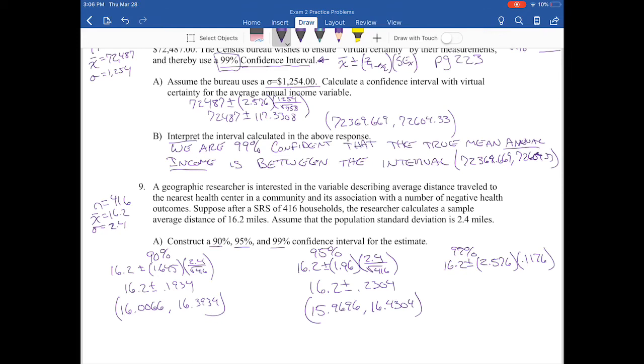So the 2.4 divided by the square root of 416 is 0.1176. Reduce this down, 16.2 plus or minus 0.3029. And as you can see, the 99% confidence interval should be the widest confidence interval we have. So 15.8971 to 16.5029, because you want to be the most accurate, you're going to want to include the most participants.